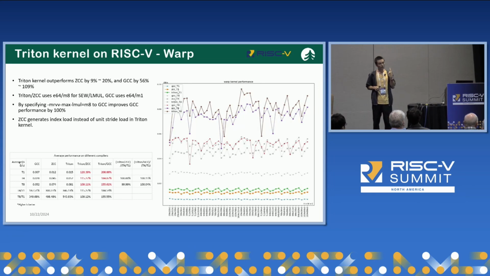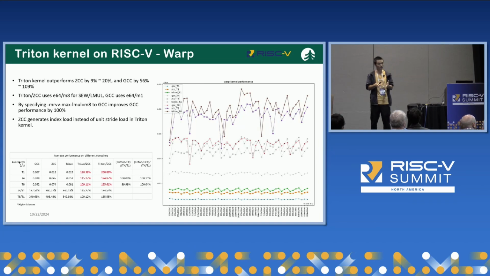So Triton and the ZCC compiler use a larger register group. They use M8 and E64. But GCC in this benchmark uses E64 and M1 grouping. Okay, we have tried to manually change GCC to use LMUL M8, and it improves GCC performance by 100%. Okay, and we can see the Triton kernel performs better than ZCC here.